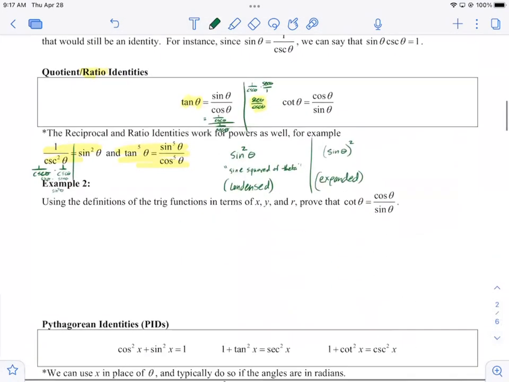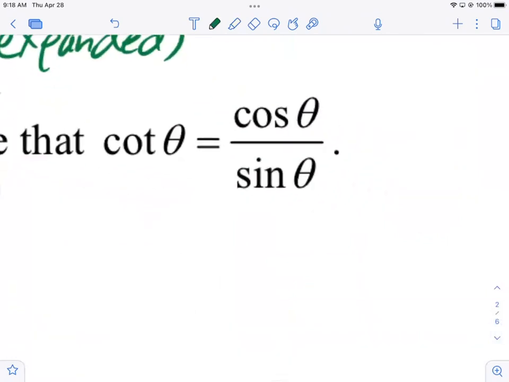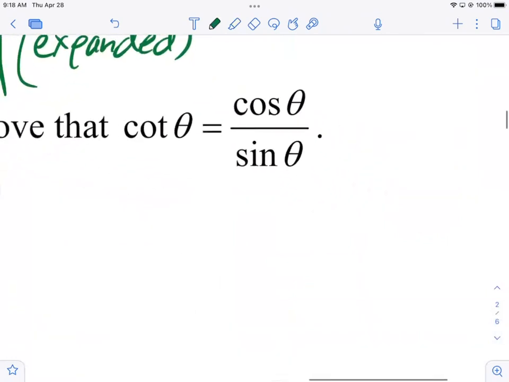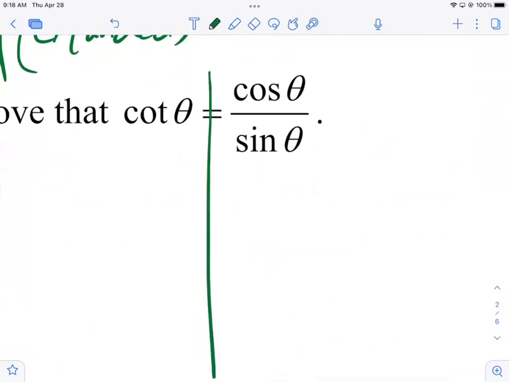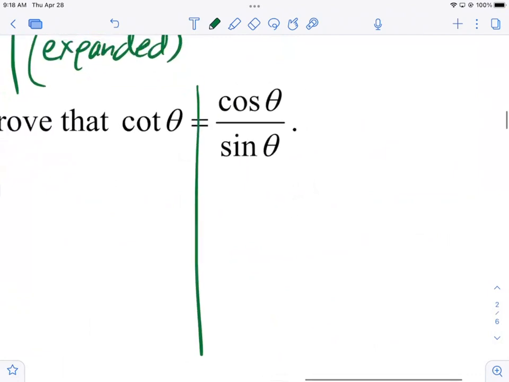Okay. All right, let's go ahead and prove this ratio identity. Cotangent of theta is cosine over sine. Don't forget your thetas when you write your trig functions. All right, so draw the line down the middle. That kind of keeps you from cross-contaminating things. Which side has more information, left or right? The right side. Now, because it's a fundamental identity, we have to go to the definitions.